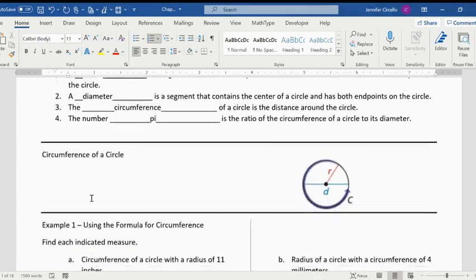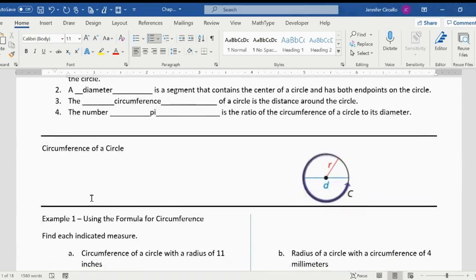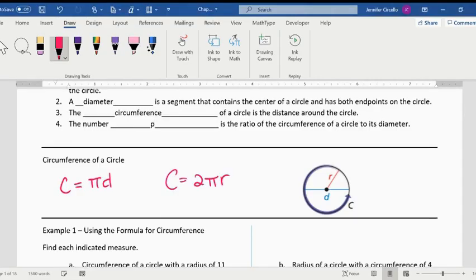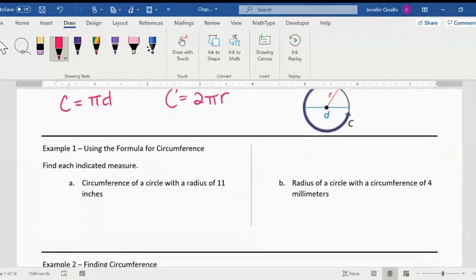to its diameter. Okay, so hopefully you remember from middle school, grade school, that the formula for circumference is either pi times the diameter or 2 times pi times the radius. Okay, so either one of those will work. The diameter is 2 times the radius, so the formulas are the same. Let's try this on a few.